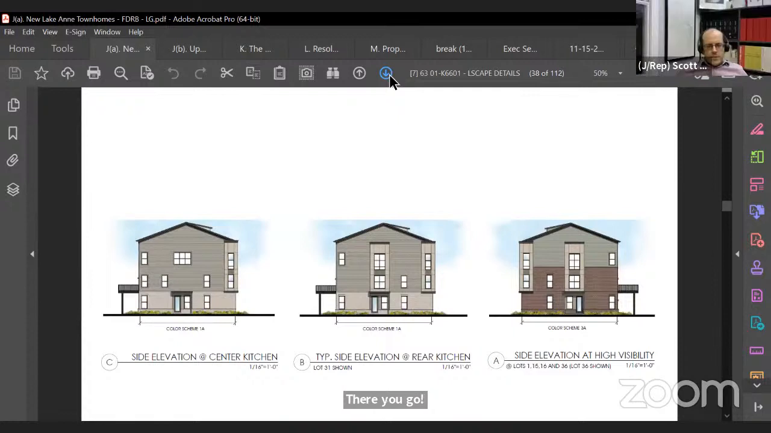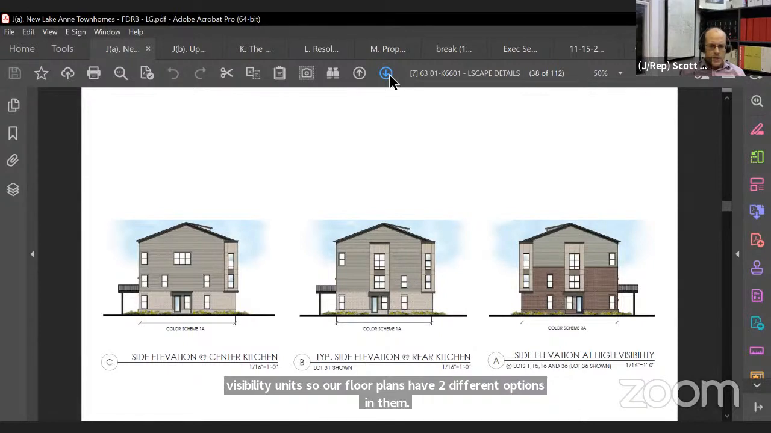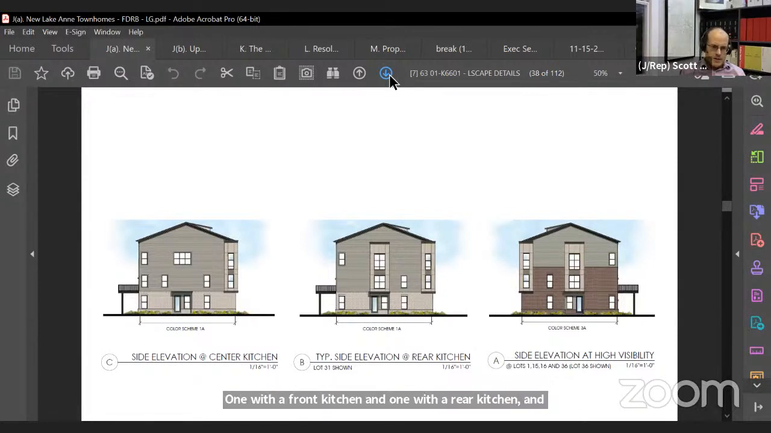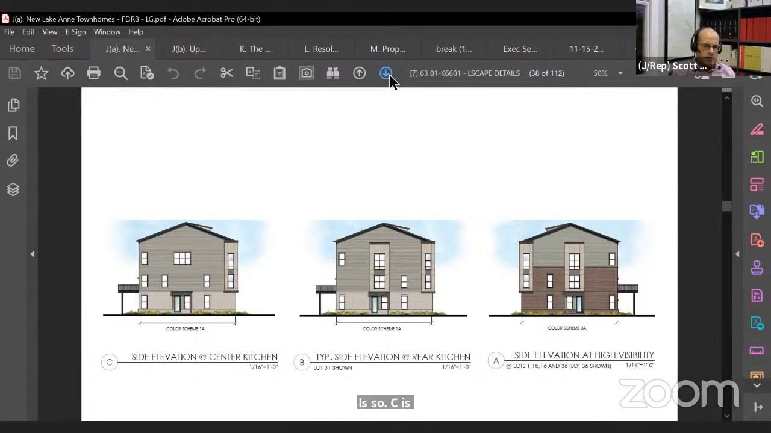Like I mentioned, the short story is the one on the right is the high visibility units. That's A on this page. Those are the high visibility units on those 4 lots. The 2 on the left are what we'll call the low visibility units. Our floor plans have 2 different options in them, one with a front kitchen and one with a rear kitchen. If you have a rear kitchen, it allows you to put the center window above the entry, which is what B is. So B is a rear kitchen, and C is a center kitchen.